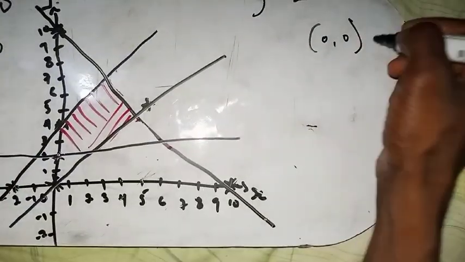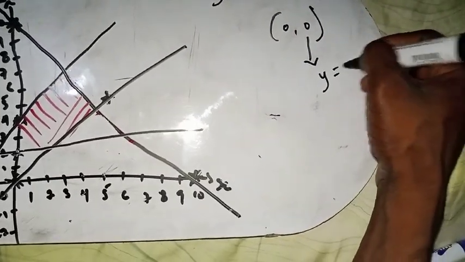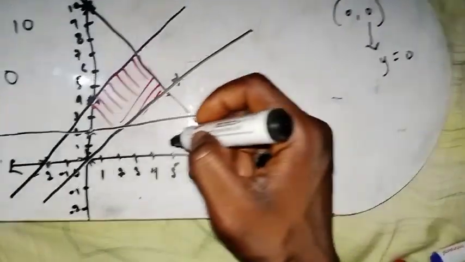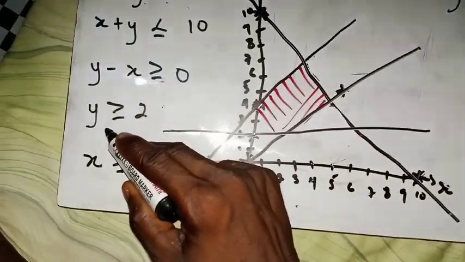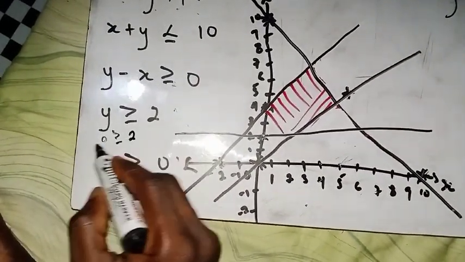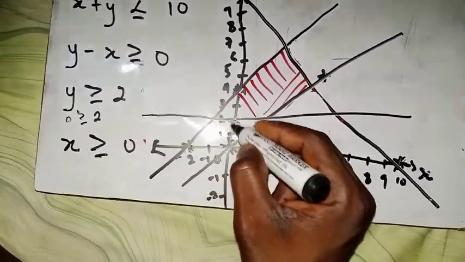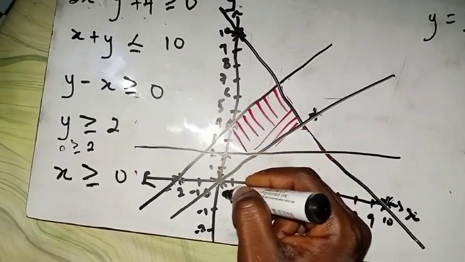So we are checking which side to shade. y here is equal to 0. We take this 0 and plug it inside the inequality, so we replace y by 0. 0 can never be greater than or equal to 2, right? Meaning that we are not going to shade down here.